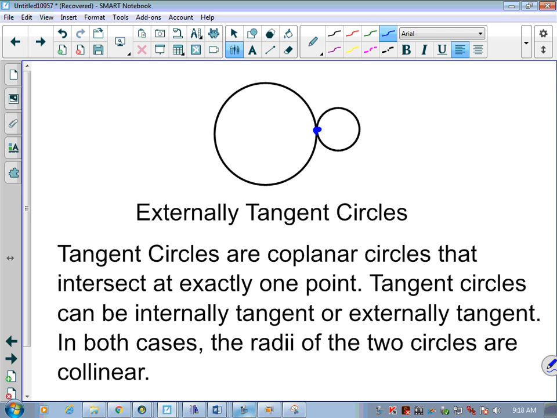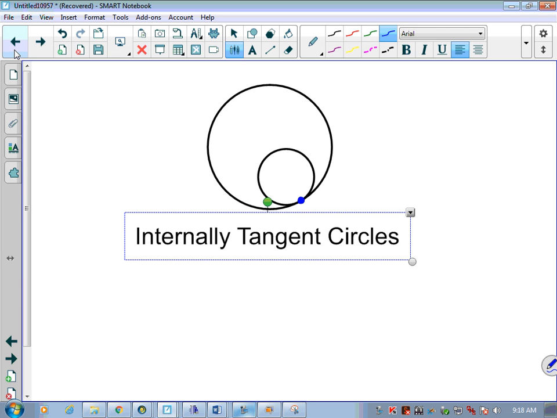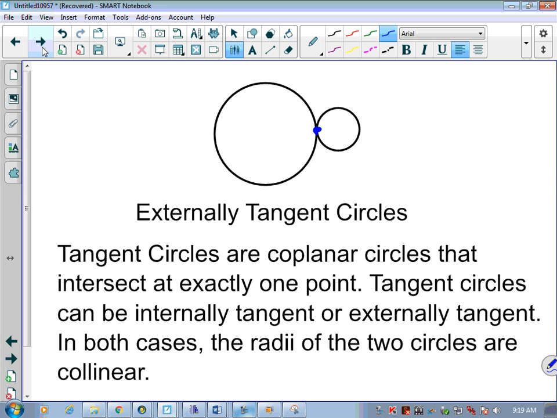In both cases, the radii of the two circles are collinear. That's an important thing to see. We can go back here. The radii are on the same line. So if I see this radius here, that radius there is going to be on the same line. We understand that, hopefully. Obviously, my center point on that larger circle is not exact. But if I draw a radius here, or centers here and here, they're on the same line. They're collinear.